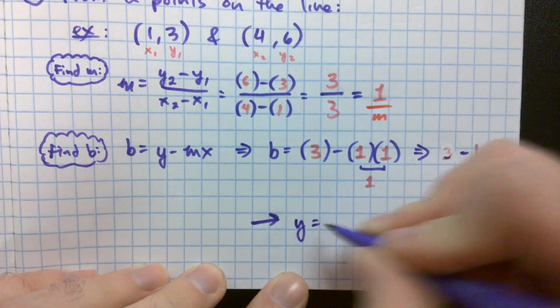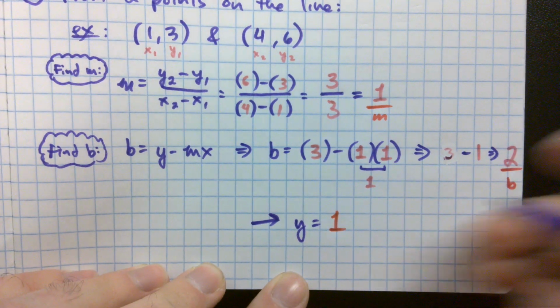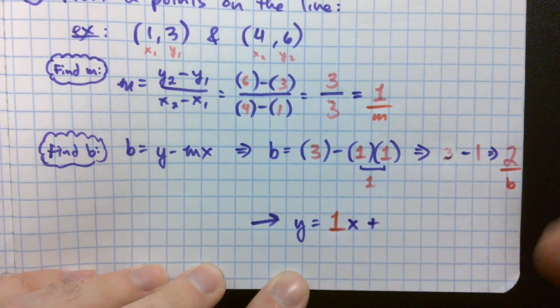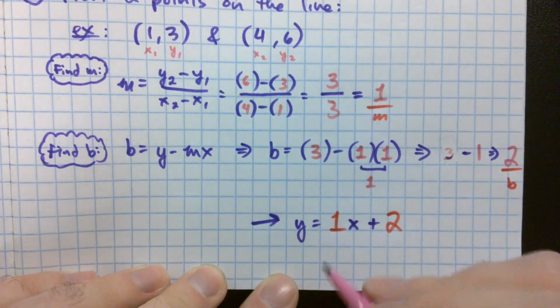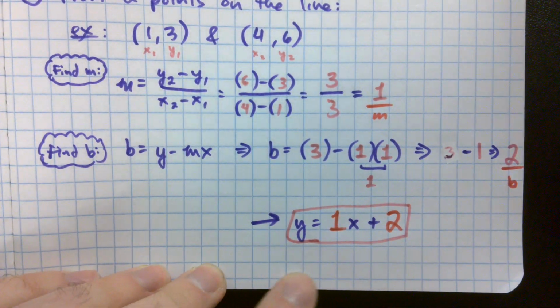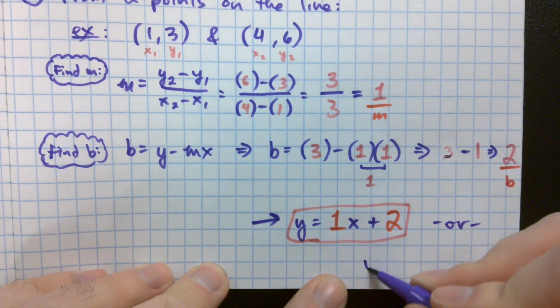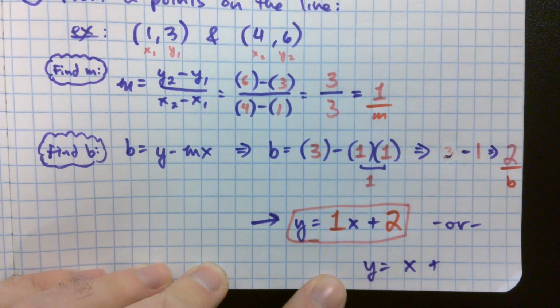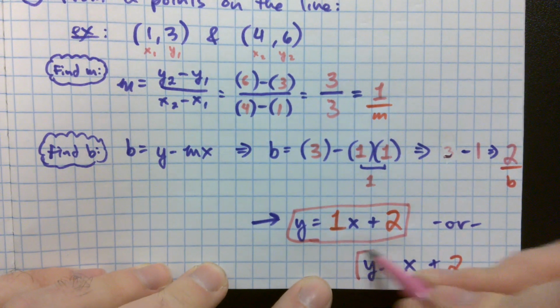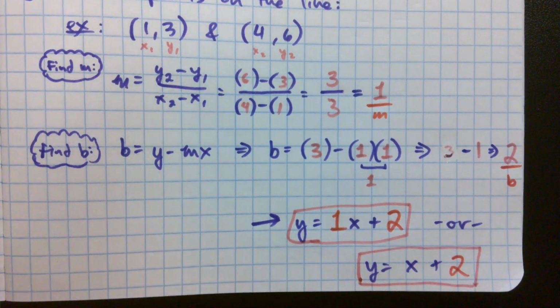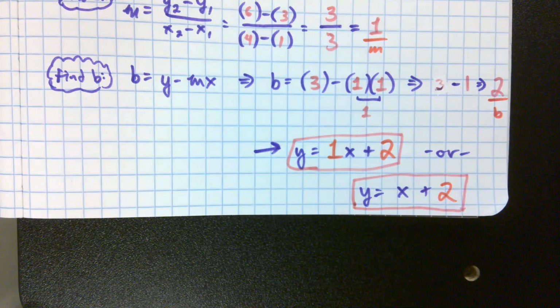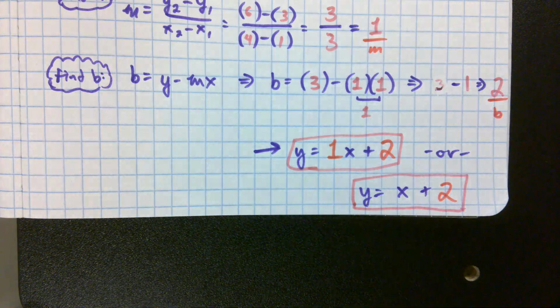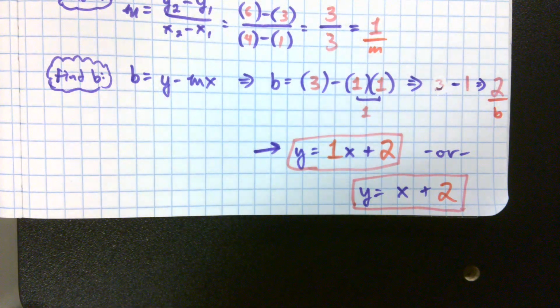We say that y is equal to 1x plus 2. Or we could say y is equal to x plus 2. Don't need that 1 in front of our x. You can put it if you want. It's not going to be one of those things where you get points taken off for doing that because it's not wrong. If you feel more comfortable with a number in front there, perfect. If not, also perfect.